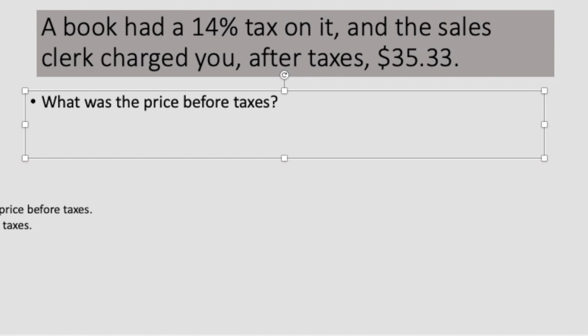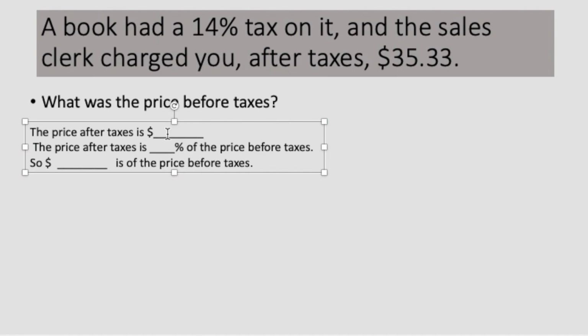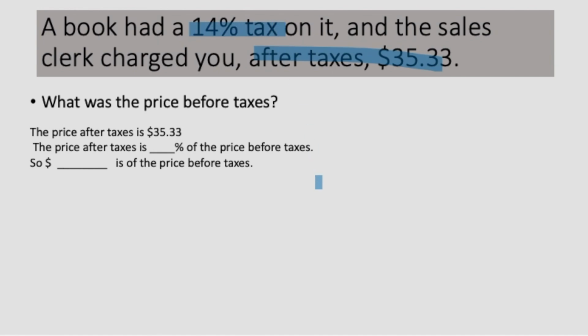So if we think about moving in the reverse, we have to think about these things. What is the price after taxes, right? And the price after taxes was 35.33, right? Okay, so after taxes, this is the price. I'm going to highlight that. After the taxes, this is the price. The book had 14% taxes on it. This is what's important. Nothing else there is important. Everything else there is just fluff that you don't need, right?